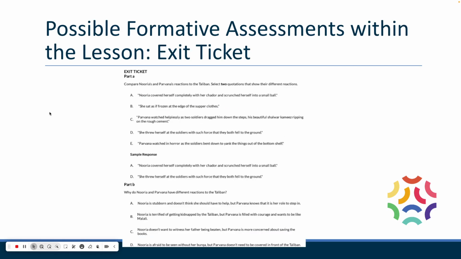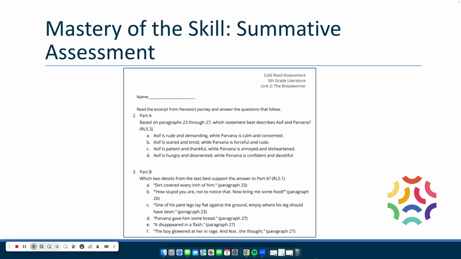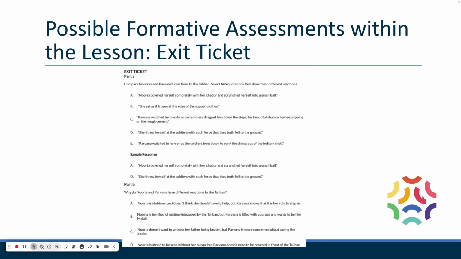So now that we know how students will be asked to show their mastery of the standard, we can look to what's already in the curriculum to see if it aligns with what we've seen in the lesson, the end of year, and summative assessments, and decide if we need to modify. So here we have a possible formative assessment that's within the lesson. This is the exit ticket, and it's provided by the curriculum, and you can see it's a similar format.